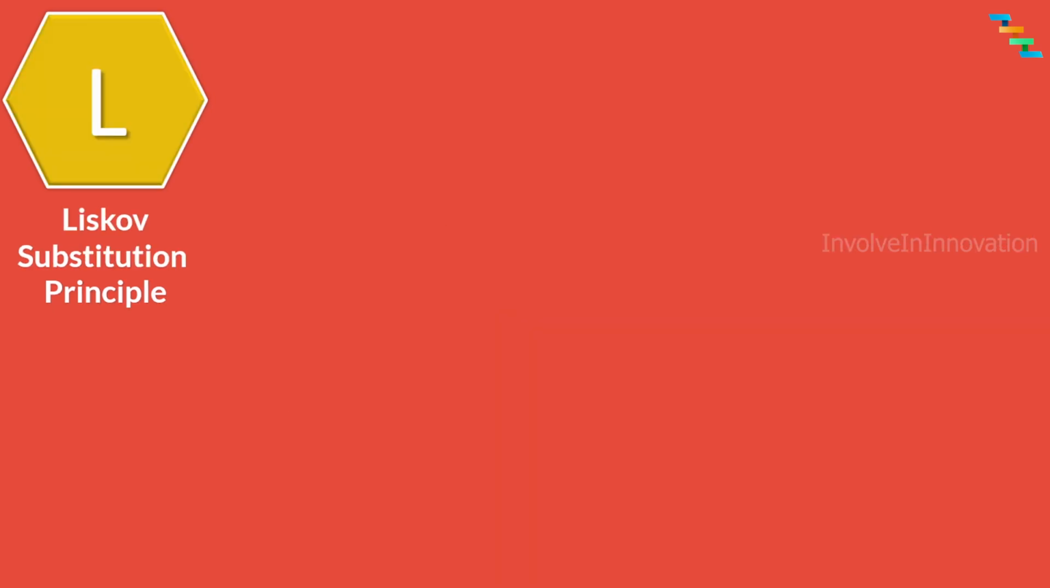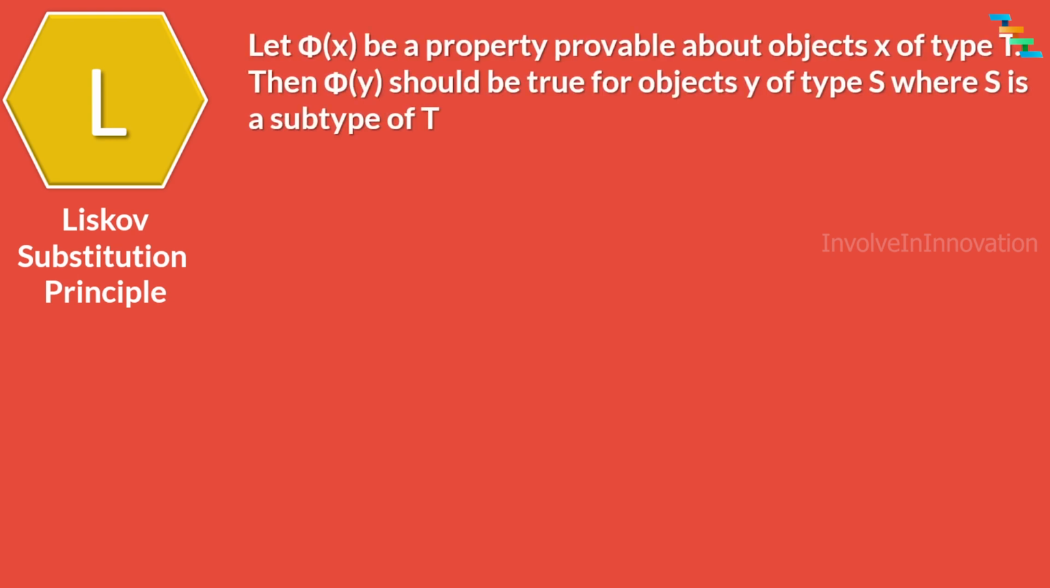Now with this, we will go to the next principle, that is the Liskov substitution principle. The Liskov substitution principle was originally given by Barbara Liskov in 1987. A few years later, she published a paper with Jeannette Wing, in which she defined the principle as: let phi(x) be a property provable about objects x of type T, then phi(y) should be true for objects y of type S, where S is a subtype of T.